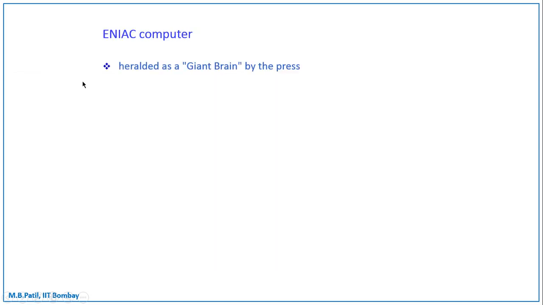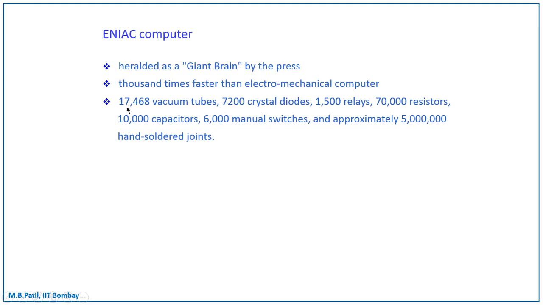Let us now look at some facts and figures about the ENIAC computer. There is a lot of information on this topic on the internet, and you should really look it up. Here we will just look at some of the points. It was heralded as a giant brain by the press, and giant brain it was compared to the electromechanical computers of those days. This computer was 1,000 times faster. It had some 17,000 vacuum tubes, some 6,000 manual switches, and approximately 5 million hand soldered joints. This of course was bad news, because with each hand soldered joint, the reliability of the entire computer goes down.